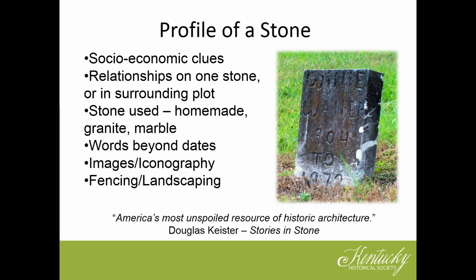What does the fencing or landscaping look like? Is the plot fenced off with elaborate iron fencing, which is going to give you some more clues as to, again, the socioeconomic status of the family that is buried there? What kind of plants are there? We're going to cover that also a little bit more in depth. But step back from the stone itself, take in what that looks like around the stone, and this may give you more clues as you go forward. Very important information that may tell you something about the family.